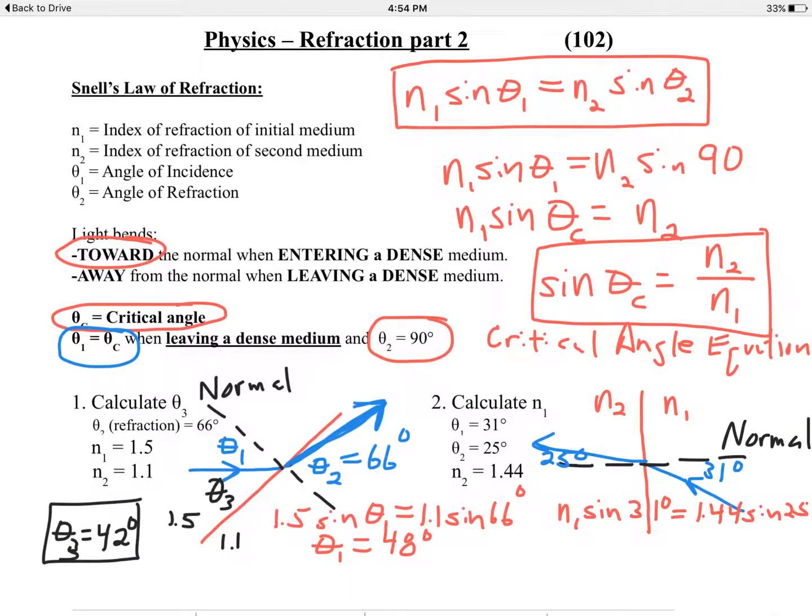I go to my calculator, plug it all in, and n sub 1 comes out to be, hopefully I did it right, 1.18. You could pause and check that. N sub 1 has to be less than n sub 2 because you're bending toward the normal as you go into the denser medium, which has a higher index of refraction, 1.44 versus 1.18.